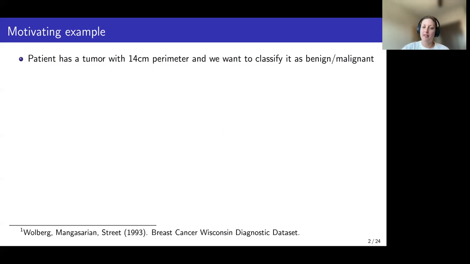Suppose you are in some kind of clinical setup and a patient comes to you. You do an X-ray and see that they have a tumor, and you can measure it and say that it has a perimeter of 14 centimeters. The next natural question is, is this malignant or benign? To answer a question like this, you could do further testing, or you could try to get an estimate or make a decent guess.